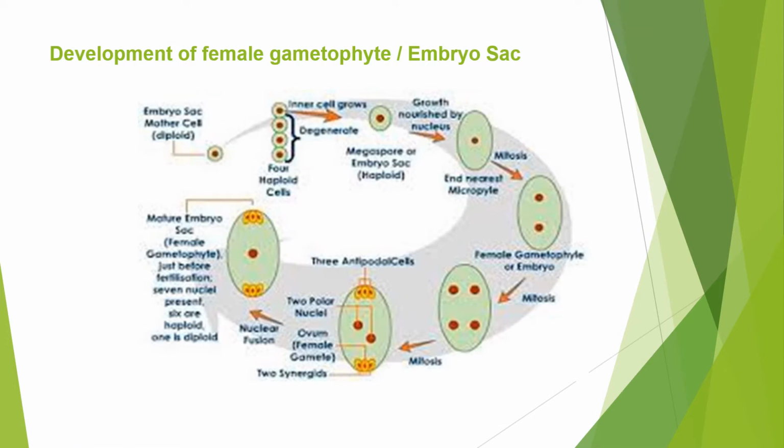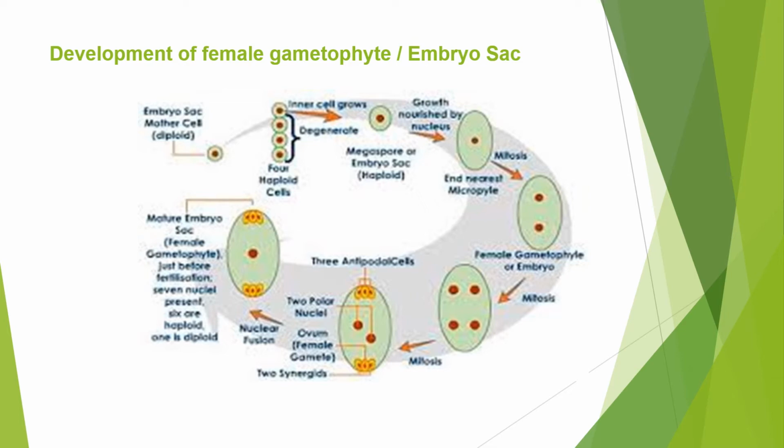The process of formation of haploid megaspores from diploid megaspore mother cell is known as megasporogenesis. Megaspore mother cell is situated in nucellus at the micropylar end. The megaspore mother cell by meiosis forms a linear tetrad of 4 megaspores. The upper 3 megaspores degenerate and the lower one is functional. This functional megaspore is the first cell of female gametophyte.